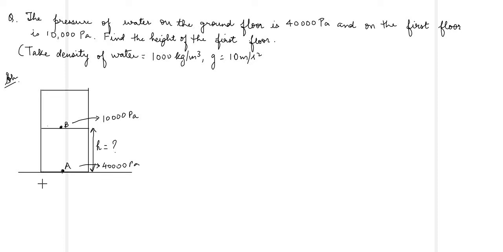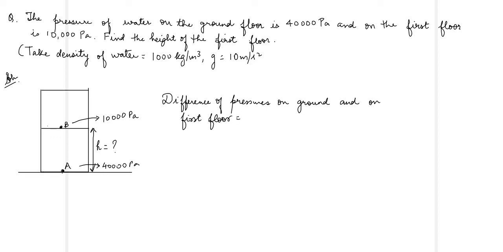तो ये जो height हम निकालेंगे, which is the difference of the heights of these 2 points from the ground, it will be calculated by the difference of the pressure between these 2 points. So what is the difference of pressures? The difference of pressures on ground floor and on first floor. So this is 40,000 minus 10,000 Pascal, which is 30,000 Pascal.